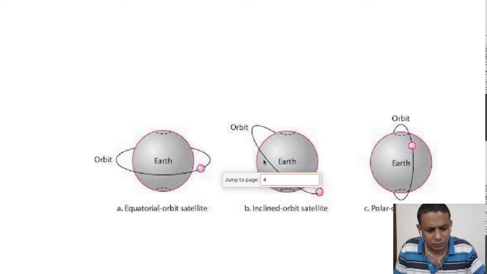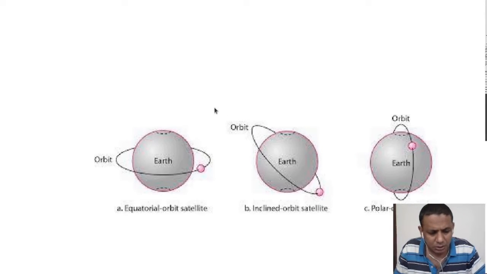Different kinds of satellites are there. You can see here there is an equatorial orbit satellite. Normally, almost all communication satellites will be equatorial orbit satellites. That is, it will go through this equatorial orbit. And normally there is a term called geostationary satellite.